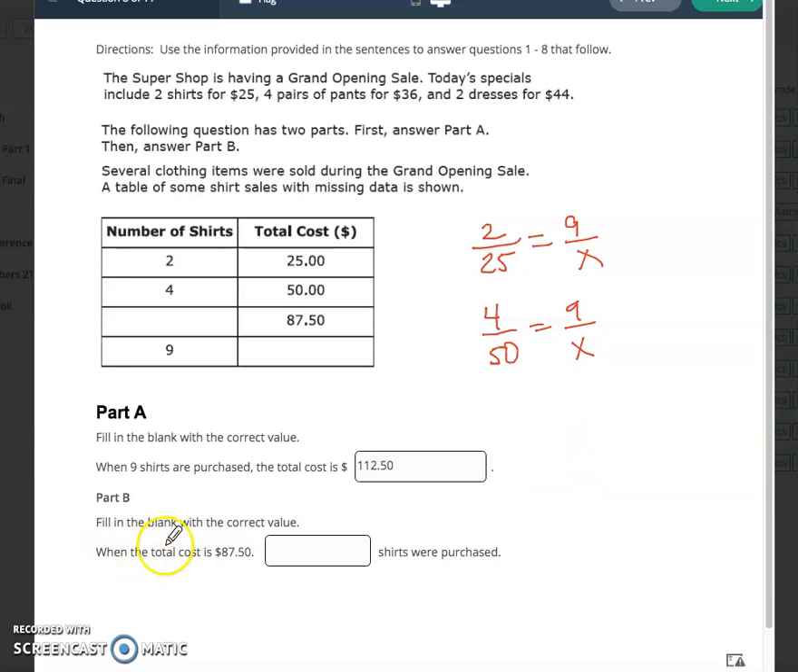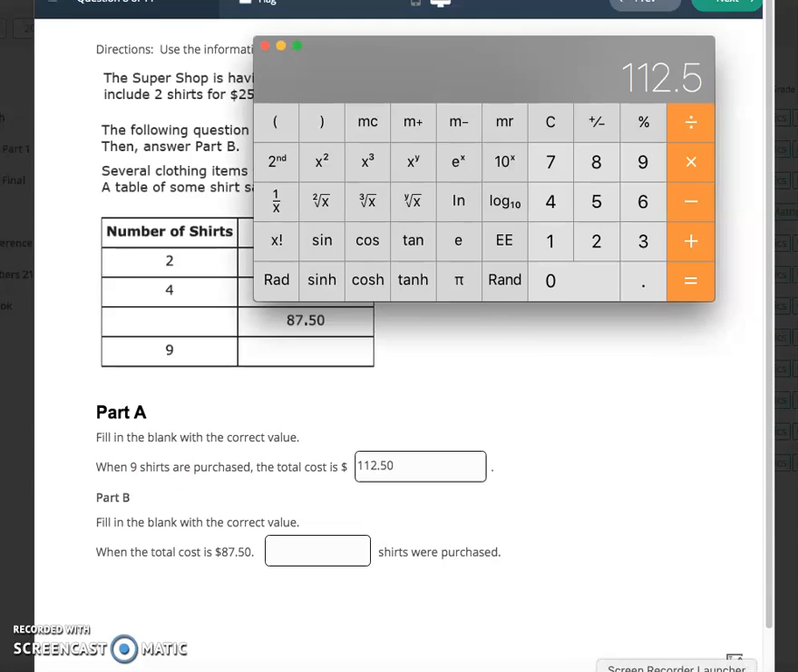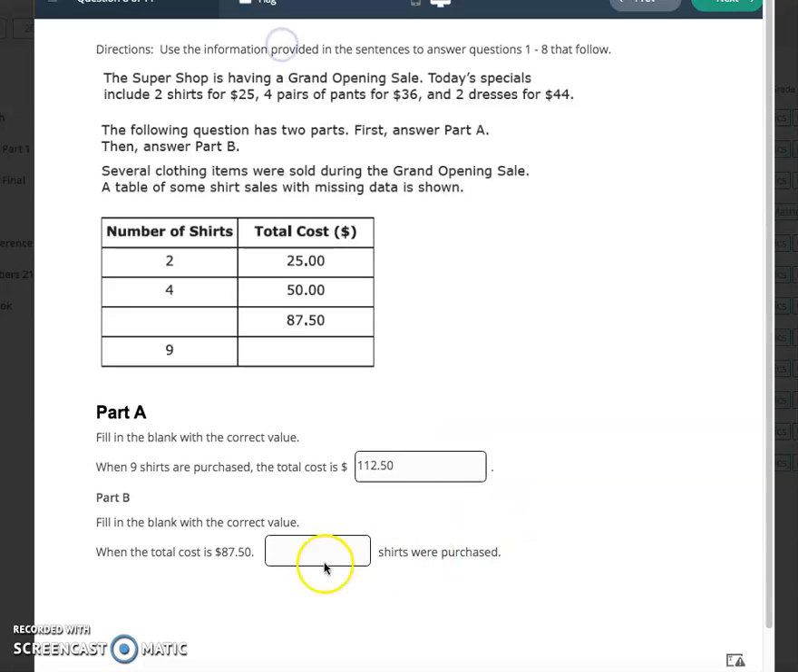Now, for this part, when the total cost is 87.50, how many shirts were purchased? If I know that each shirt is 12.50 and I spent 87.50, to find out the number of shirts I bought, I just take the 87.50 that I spent and divide it by the cost of one shirt, which is 12.50, and I wind up with 7. Got 7 shirts.